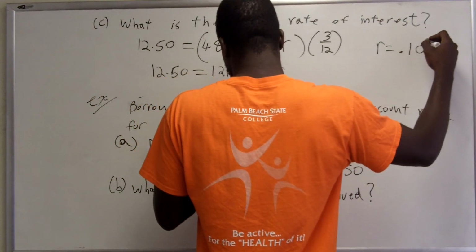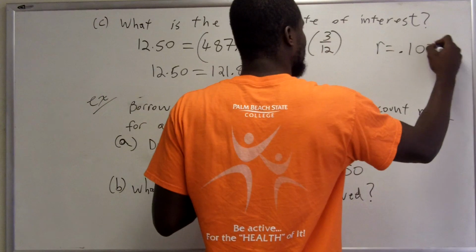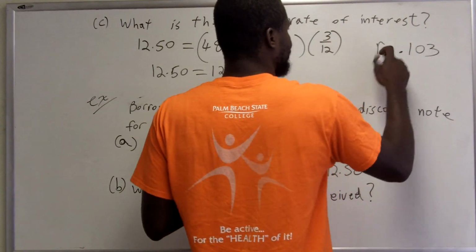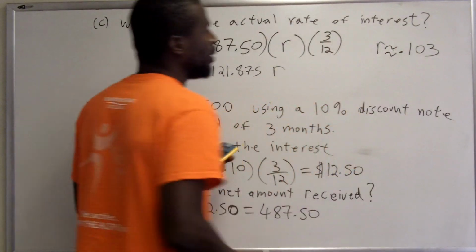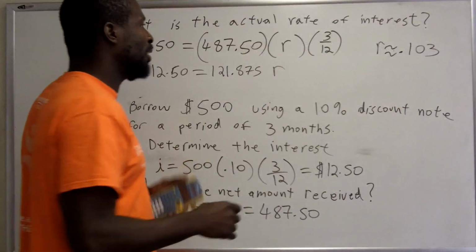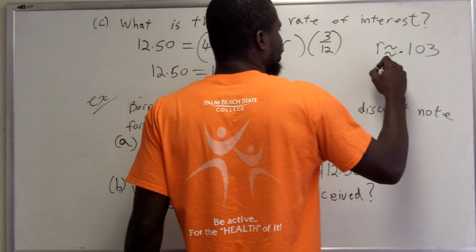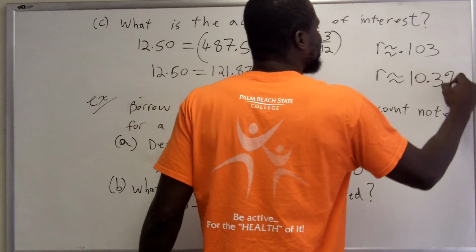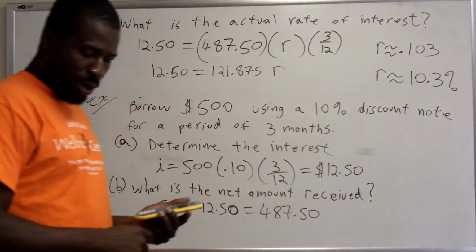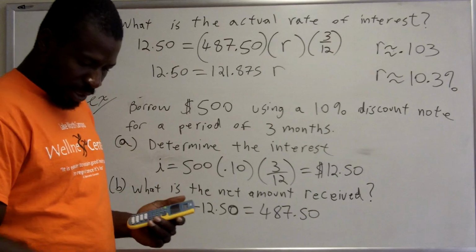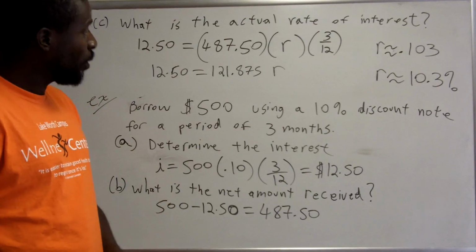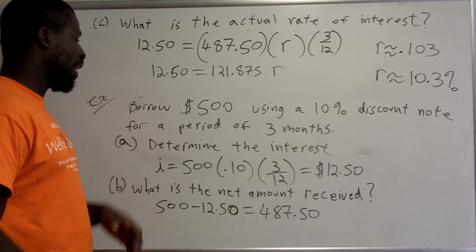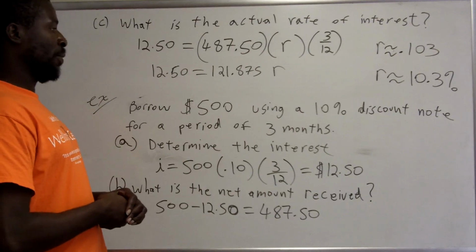0.10, let's round it to 3 decimal places, 0.103. So that's approximately. And as a percentage, this interest rate is actually approximately 10.3%, a little bit more than what it seemed. So there you have it. This is how you calculate a discount note.